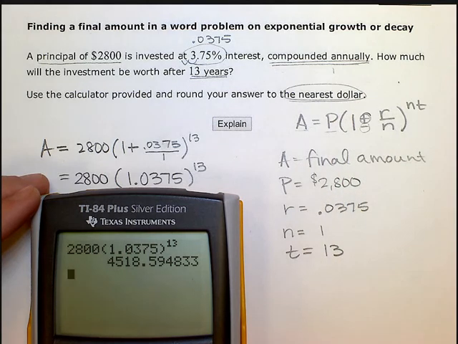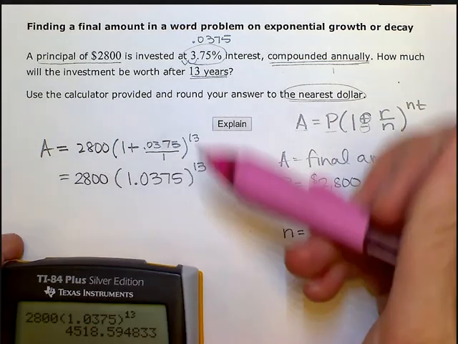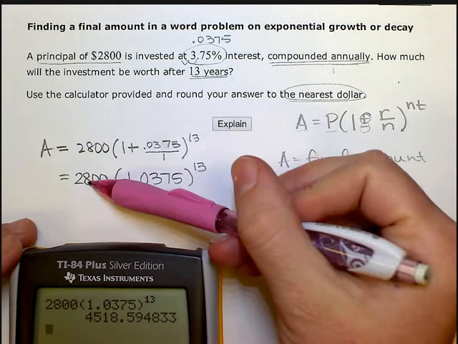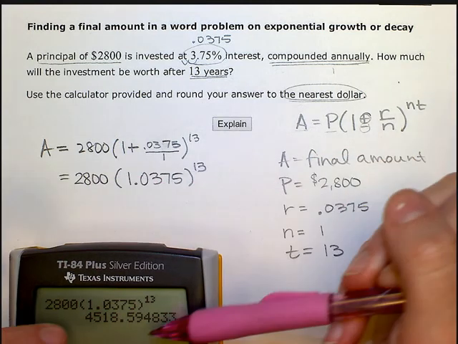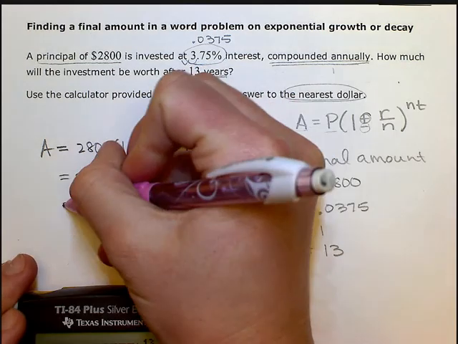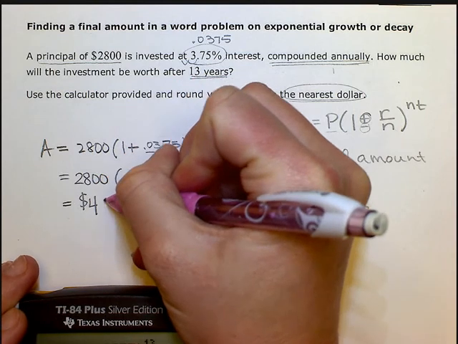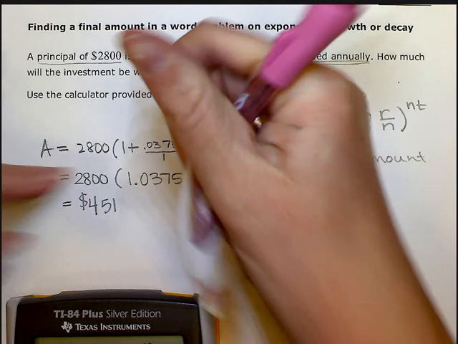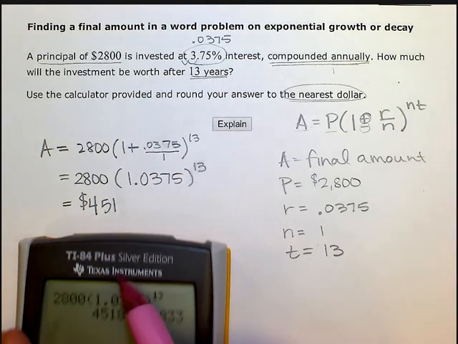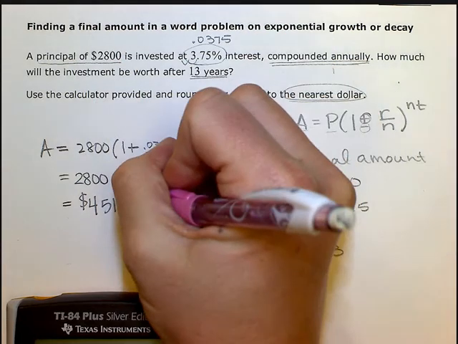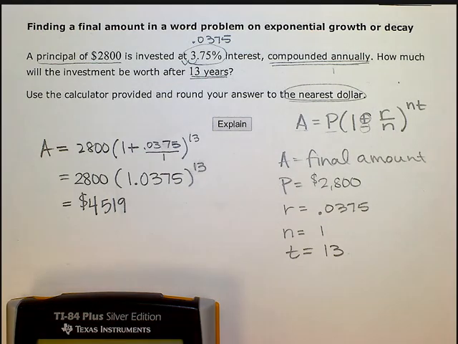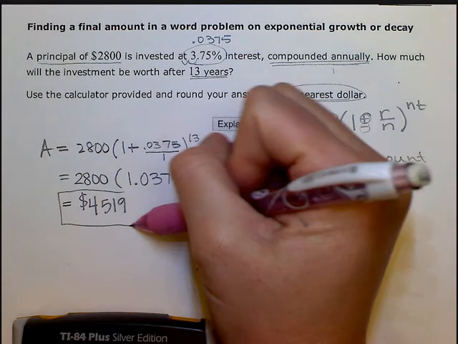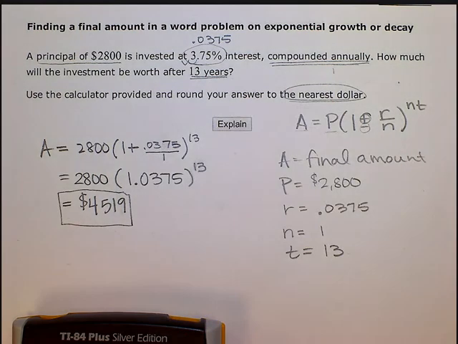and I'm going to hit enter, and I'm going to round to the nearest dollar, because that's what the problem asked for. So after 13 years, if I put $2,800 in, I'm going to have a final amount of $4,518. Oh, round to the nearest dollar. So this 9 bumps the 5, which bumps the 8. So $4,519. So that's it. After 13 years of investing $2,800, I'm going to have $4,519. And that's all you do.